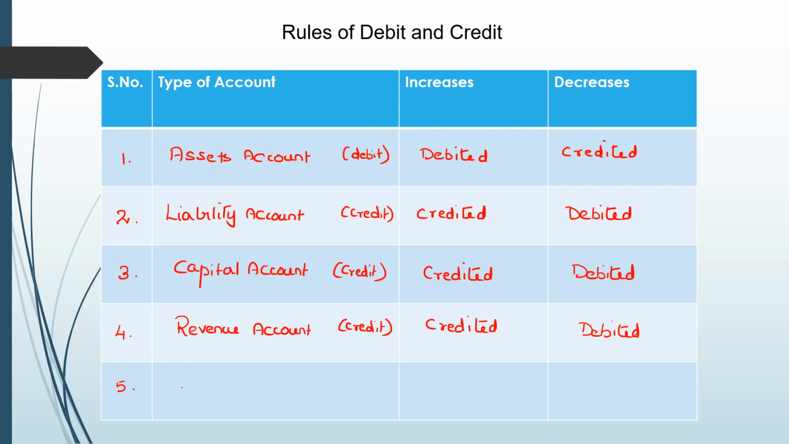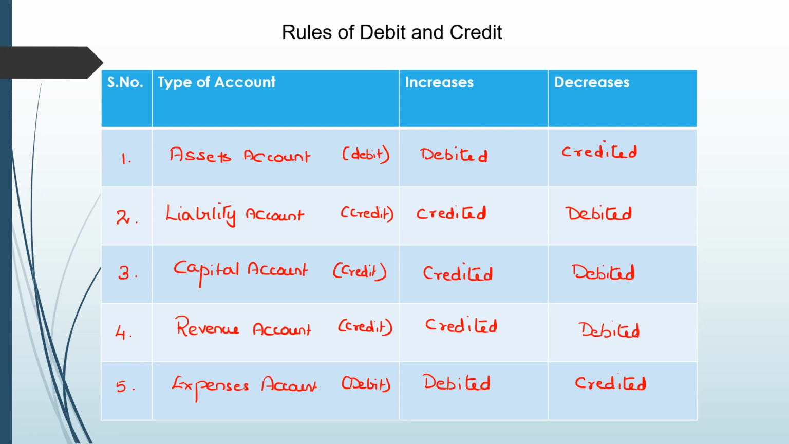And finally, the last one is the expense account. Expense accounts are all debit balances. So when there is an increase in the expenses, the expense account is going to be debited, and when there is a decrease, it is going to be credited. So these are the rules of debit and credit associated with these 5 types of accounts.